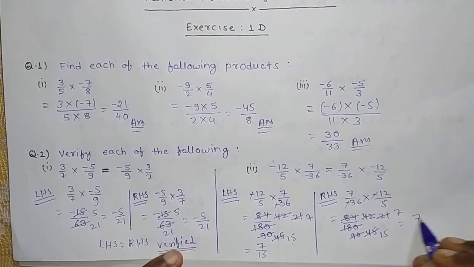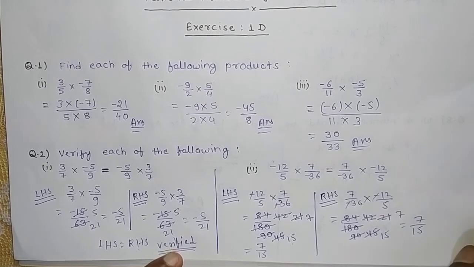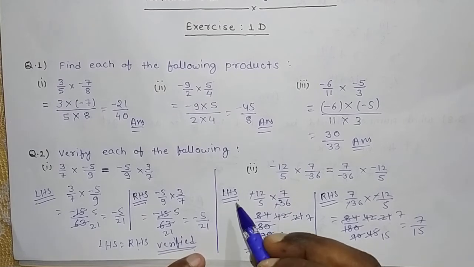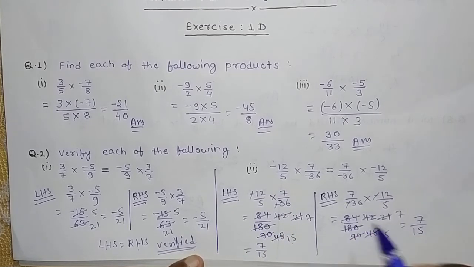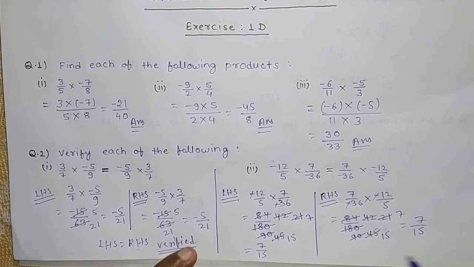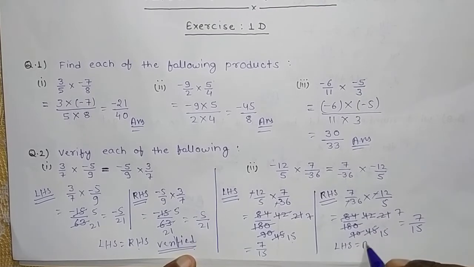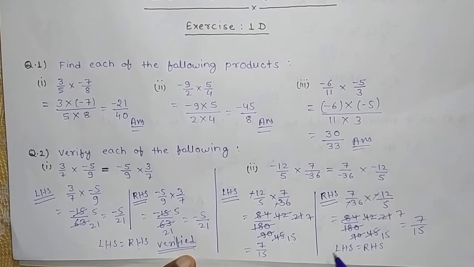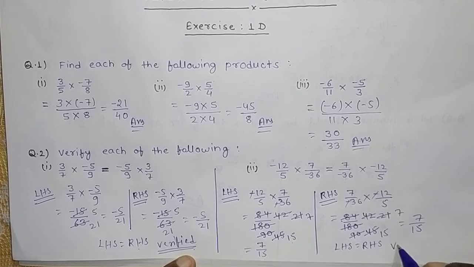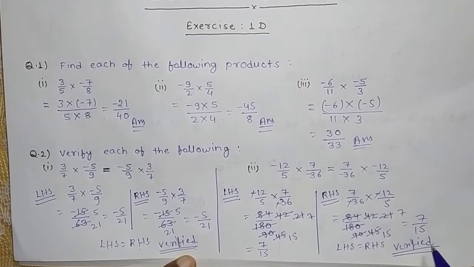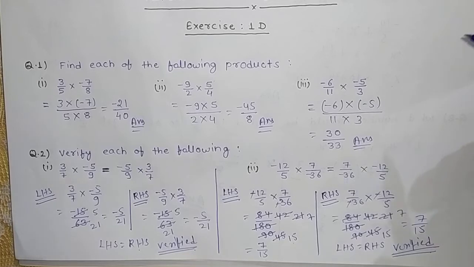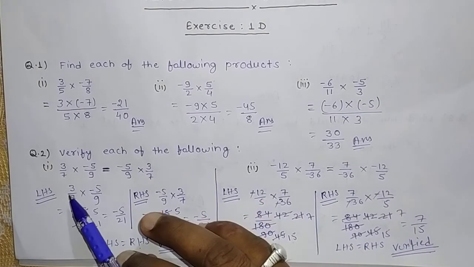Now this is 7 upon 15 and the LHS is also 7 upon 15 and RHS is 7 upon 15. Now the LHS equals to RHS. Both are equal. Left hand side and right hand side both are equal. So this is verified. Now these are the complete solution of question number 2.